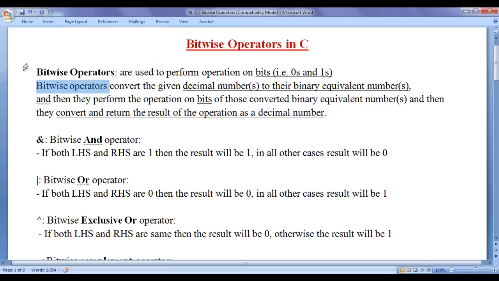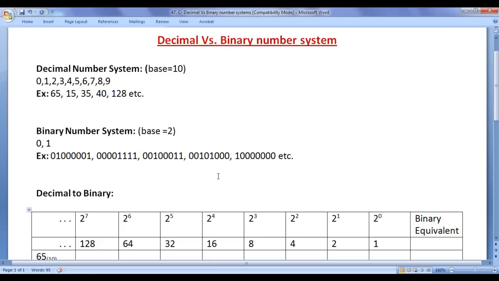So, to understand bitwise operators, we must understand two number systems. They are the decimal number system and the binary number system. Decimal number system. Deci means 10. Decimal number system has 10 digits, guys: 0, 1, 2, 3, 4, 5, 6, 7, 8 and 9. 0 to 9. As the decimal number system has 10 digits, its base is 10, guys.